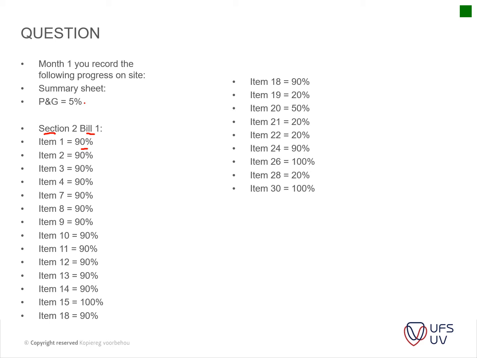Then you go to item 2, which is maybe your backfill back into the trenches, and you've measured 90%. So all of these percentages will be given to you, so you don't have to worry about actually going and measuring all of these items. For me, it's more important that you know how it works, what the concept is of how a payment certificate is actually done. So all of these items up to item 30 have been measured, and in the next little slide we'll get into the payment certificate.